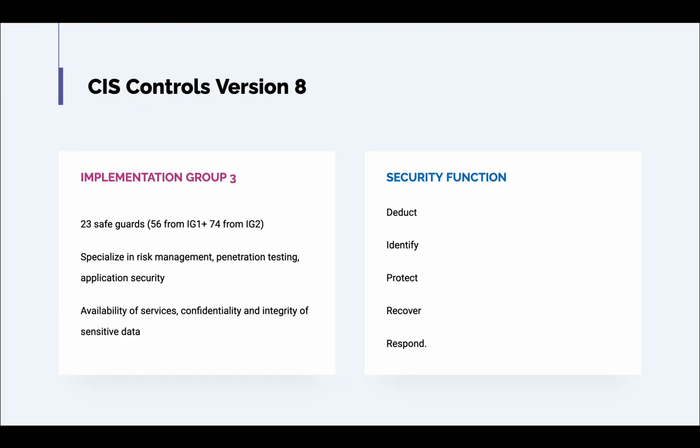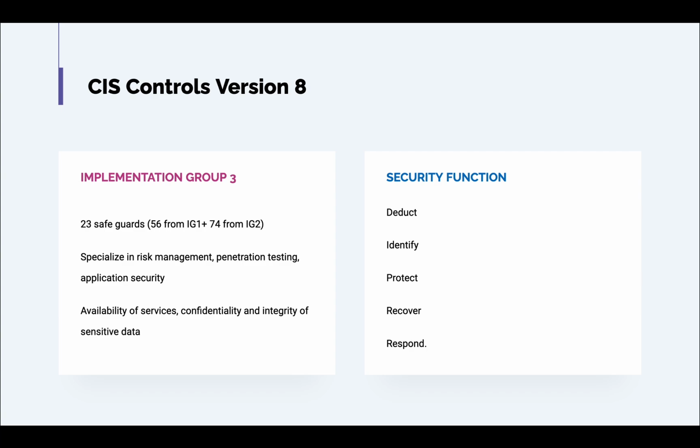So IG3 is comprised of an additional 23 safeguards. It's built upon the safeguards identified in implementation group 1, 56 safeguards, and 74 safeguards from implementation group 2. So, a total of 153 safeguards in CIS Controls version 8.